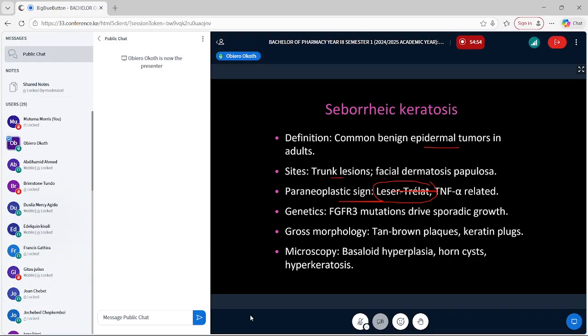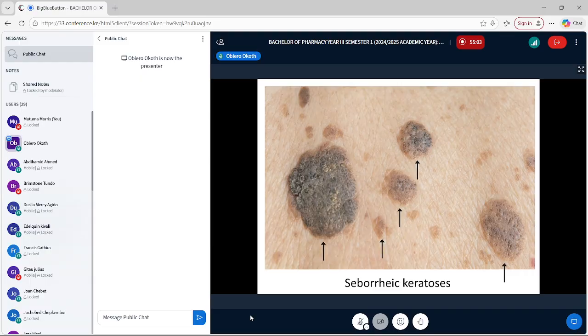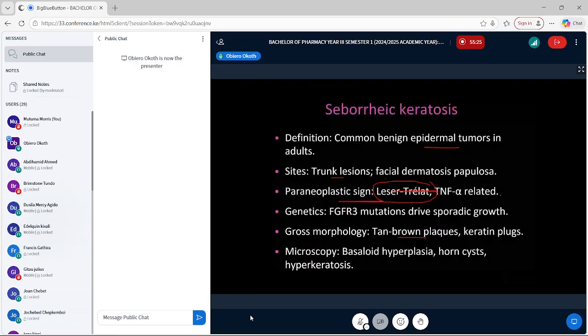Okay, this is a seborrheic keratosis, and when you look at the gross morphology, they normally turn brown plugs. It looks like somebody took mud and stuck it on the skin. They have this stuck-on appearance. Don't confuse them with melanomas, but please also don't assume they are seborrheic keratosis while they're actually melanomas.